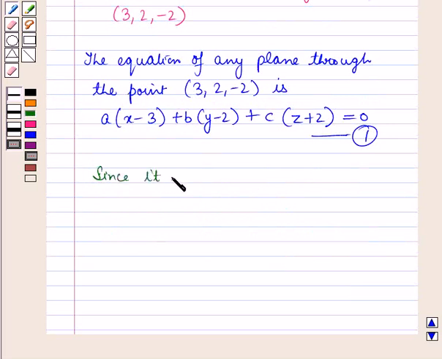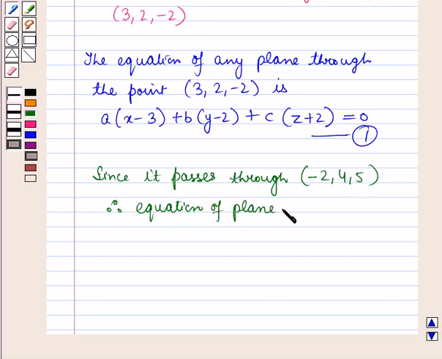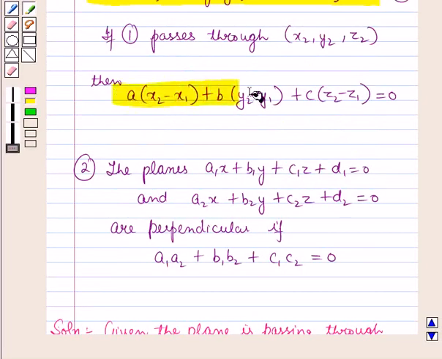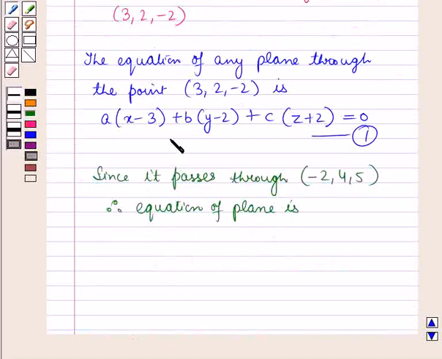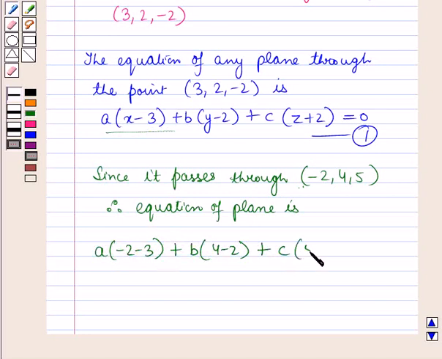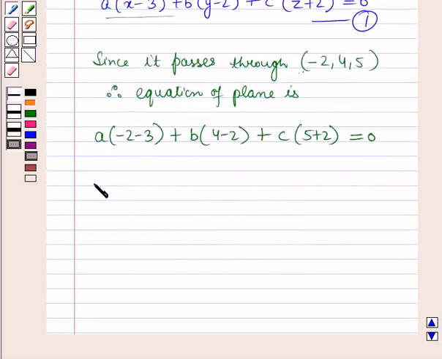Since it passes through the point (-2, 4, 5), therefore the equation of the plane, by using the result given in the key idea, this equation of the plane given by equation number 1 passes through the point (-2, 4, 5). Therefore, the equation of the plane will be a(-2 - 3) + b(4 - 2) + c(5 + 2) = 0. This implies -5a + 2b + 7c = 0. Now let this be equation number 2.